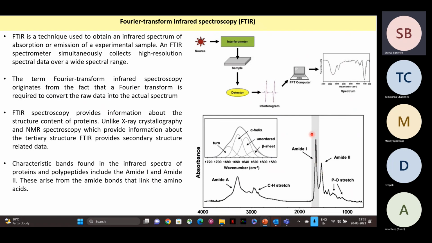And amide 1 is especially important because the amide 1 signature differs according to the secondary structure. So for alpha helix, you can see that there is a broad band at around 1660 centimeter inverse for the amide 1. The beta sheet has a broad band around 1620. So if you remember the characteristic values for the different secondary structures, you can find out from the IR spectra what the secondary structure of the protein is.